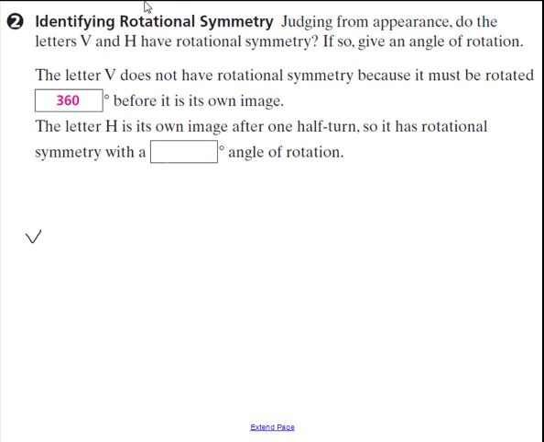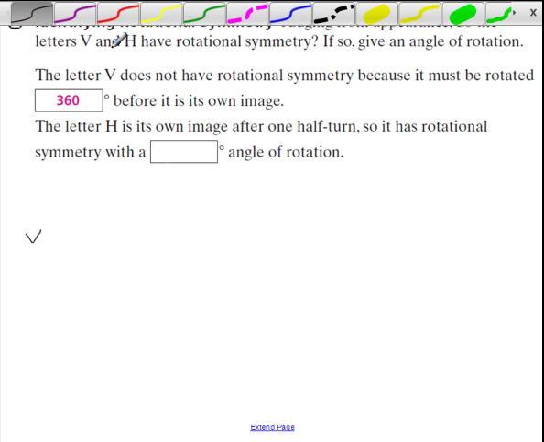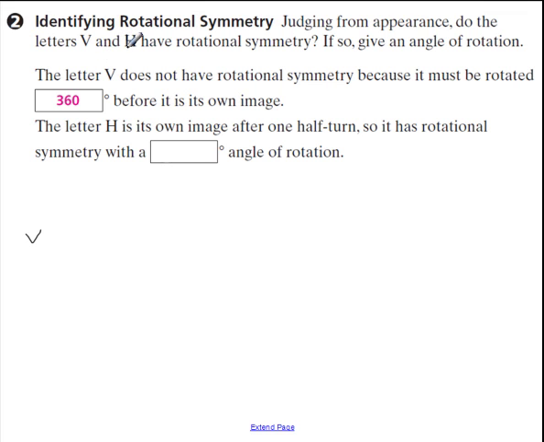But if we take H, and we can trace H as well, and bring H down here, and rotate H, notice we only have to go 180 degrees and our H looks the same. So in this case it does have rotational symmetry, and specifically we would say point symmetry, because we can rotate it exactly 180 degrees to get the symmetry.